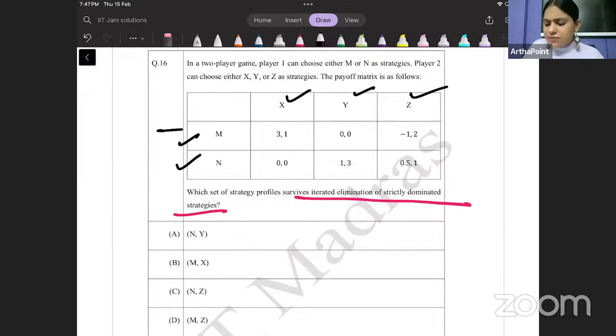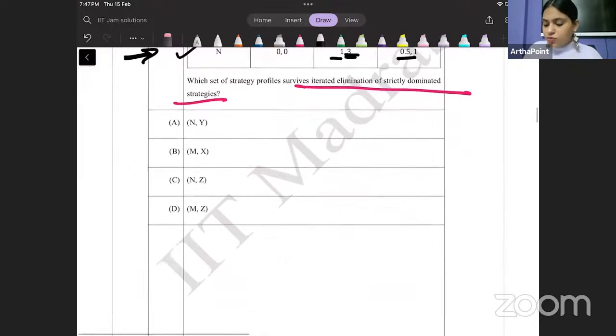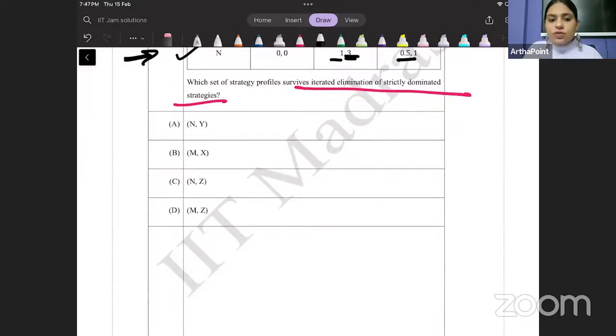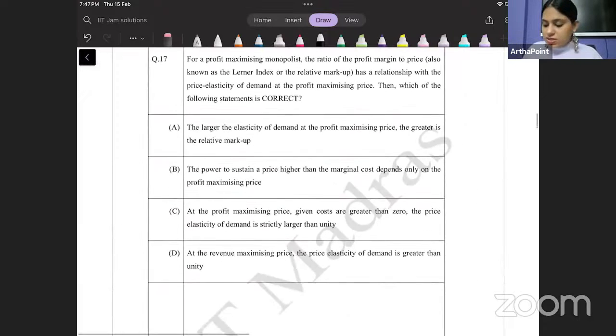So this is easy. When this chooses M, you can check what the other chooses. When this chooses N, you can check what the other chooses. And then you can just keep comparing, right? And you will get some answer. That will be your Nash equilibrium. You can follow iterated elimination also. So this is again an easy, doable question. So I'll mark this as easy.